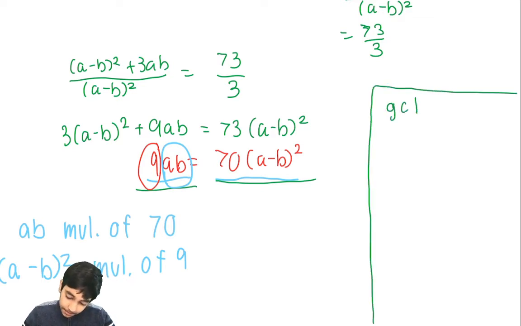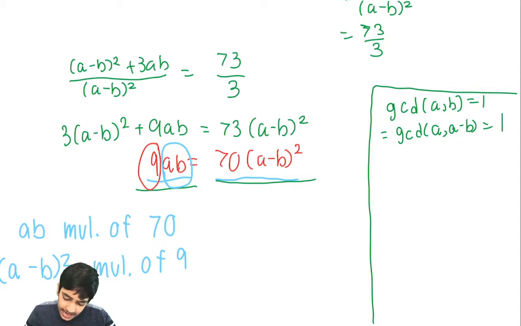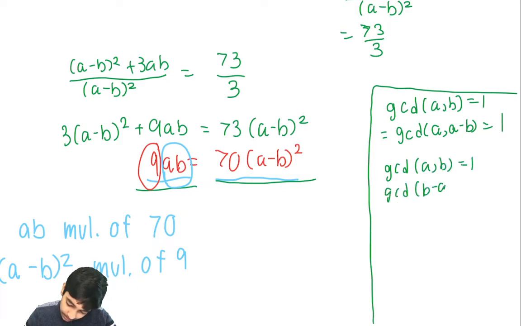By the Euclidean algorithm, the GCD of a, b is just equal to the GCD of a, a minus b. And we know the GCD of this is 1, so the GCD of this will also be 1. So now we know that a and a minus b are relatively prime. Similarly, the GCD of a, b is 1, meaning that b minus a and b will be relatively prime too, or a minus b and b will be relatively prime, I should say. So a minus b and b will have a GCD of 1.